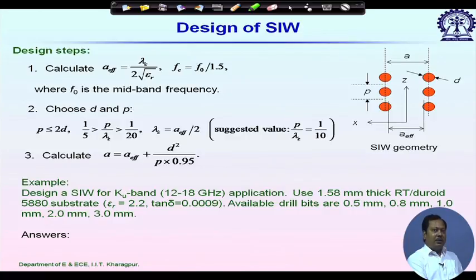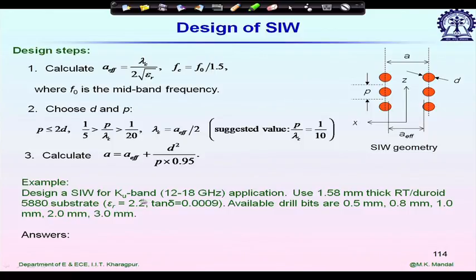How to choose the substrate? If I increase epsilon r, the structure will be compact because A effective will be smaller, but at the same time its power handling capability will decrease and loss will increase, because with increasing epsilon r you are decreasing the cross sectional area. Not only that, if I choose a higher thickness, that means we are increasing the cross sectional area, so we are increasing the power handling capability as well as decreasing loss. So depending on the substrate available to you and the application requirement, you have to choose your substrate wisely: what the epsilon r should be, and what the thickness of the substrate should be.